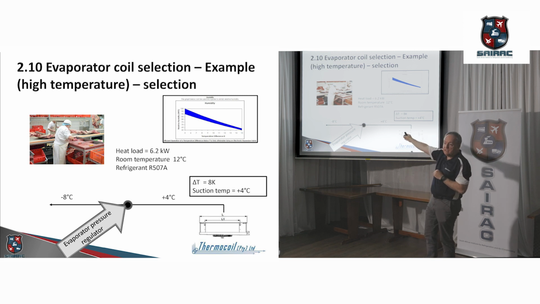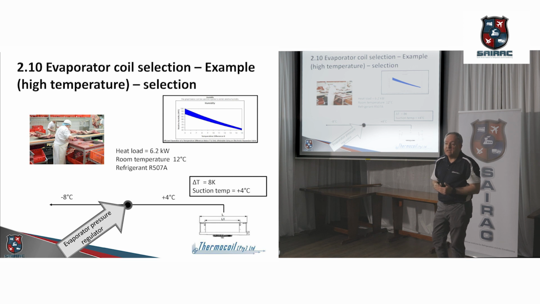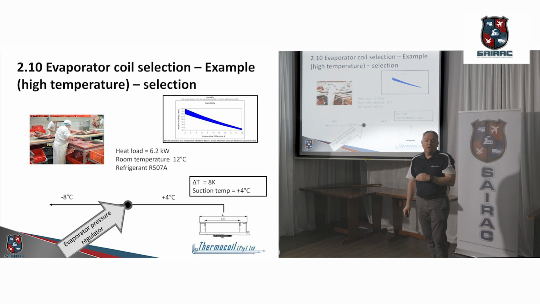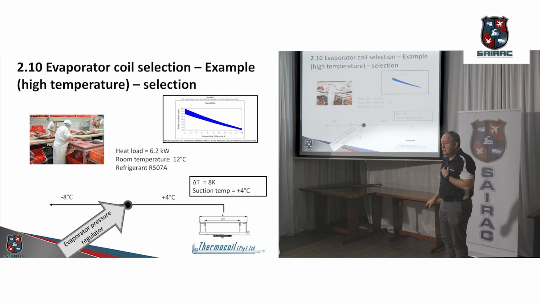If you don't have the evaporator pressure regulator, this coil will have a suction condition of minus 8, and that coil will offer significantly higher capacity. So then your prep area will be nice and cool, but you'll be wasting obviously a lot of energy in your plant room. So please consider that evaporator pressure regulator, because that's quite a common thing that the folks don't keep track of.